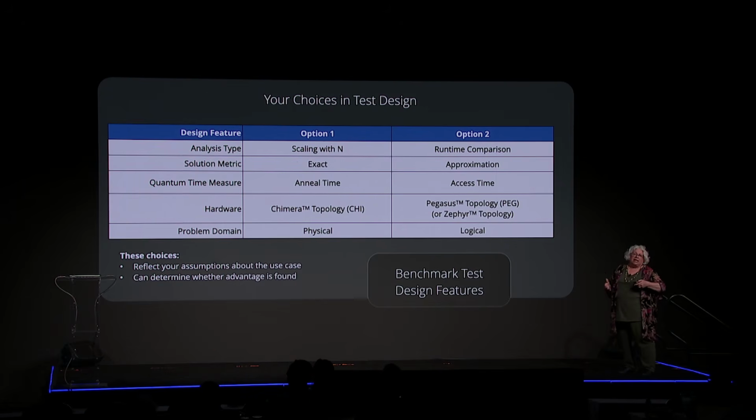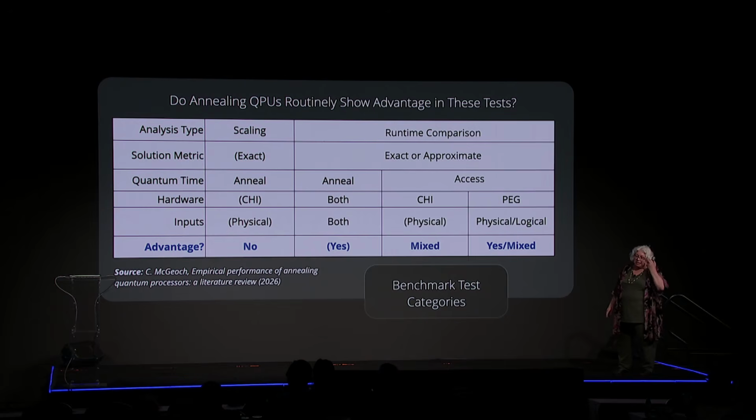So these choices reflect the benchmark test designer's thoughts about what's important to measure, and it often reflects your assumptions about what kind of use case you're trying to capture in terms of reality. And also, it can determine whether or not you find quantum advantage in your data. Specifically, of all those 2 to the 5 different possibilities, there are correlations, and it really boils down to just 4 kinds of benchmark studies out there, based upon certain combinations of these test design features.